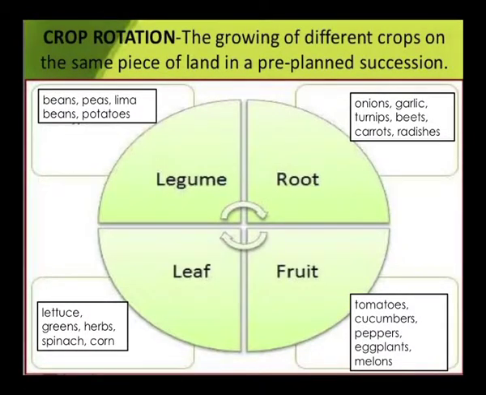Crop rotation is the growing of different crops on the same piece of land in a pre-planned succession. So, first you will have a legume, that is beans, peas, lima beans or potatoes. If you are going to have legumes in the first cycle, then you need to have roots. Roots would be onions, garlic, turnips, beetroots, carrots, radishes. Then you will have fruits. Fruits are usually tomatoes, cucumbers, peppers, eggplants, squash, melons. Then from fruits you move on to leafy vegetables like lettuces, greens, herbs, spinach, brassicas and corn. And then you can go back to legume if required. So, you need to have this rotation of crops to ensure your soil remains fertile and healthy.